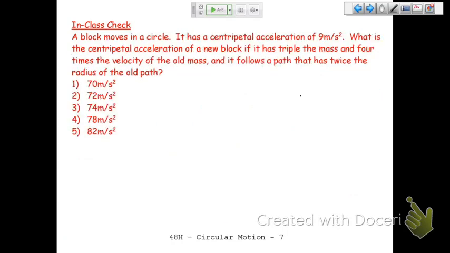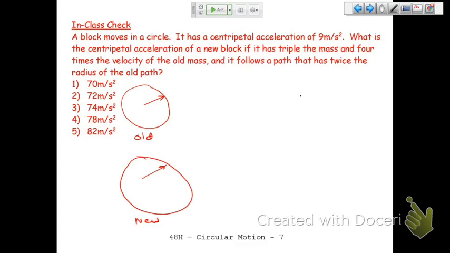A block moves in a circle. It has an acceleration of 9 meters per second squared. What would the centripetal acceleration be of a new block if it had triple the mass and 4 times the velocity of the old? So we have this thing. There's our old. And then we have this thing. And there's our new.